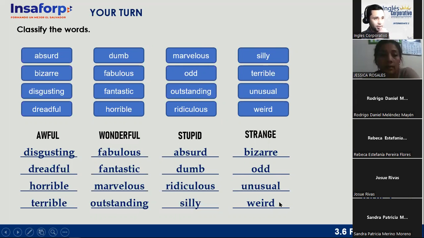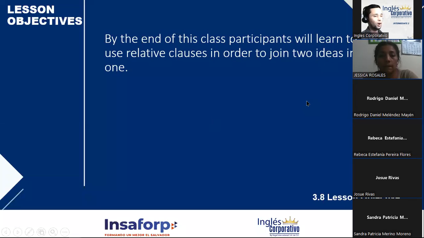Okay, before we continue, do you have any questions about the vocabulary in this section? Any questions about vocabulary? Nothing? Okay, then we continue. So second objective today, we're going to retake the topic from last time. By the end of this class, participants will learn to use relative clauses in order to join two ideas into one. How many students are there? 11. Okay, it's a good number.